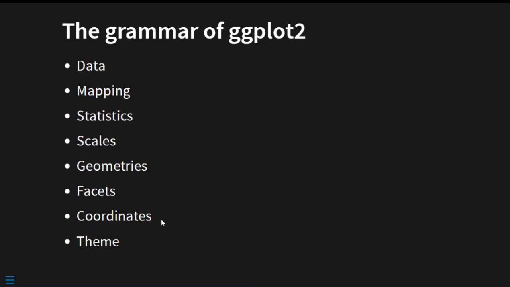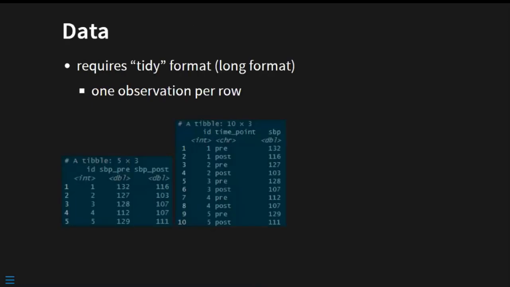I'll go through these individually quickly, and then I'll show you some examples in R. So the data require what's considered tidy format, or you've probably seen it as long format, right? So you have to have one observation per row. If you're using SPSS, you're probably more used to something like what you have on the left right here, where within the variable name, you have some kind of encoding of a time point, maybe pre and post intervention or something like that, right?